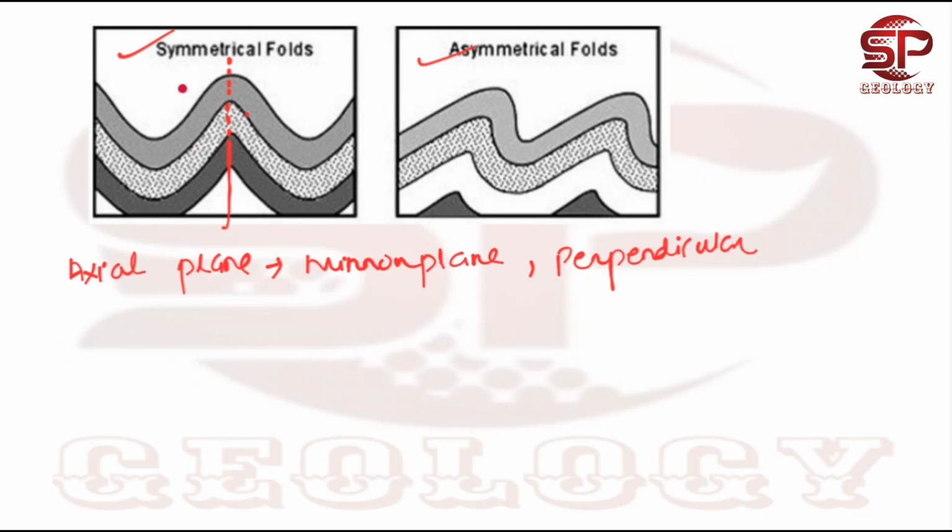Each limb should have equal dipping angle, whether they are dipping away from each other or towards each other. These are the characteristics of a symmetrical fold: the axial plane is a mirror plane and the limbs dip at equal amount. Then it is considered a symmetrical fold, and it looks like an M-type fold.